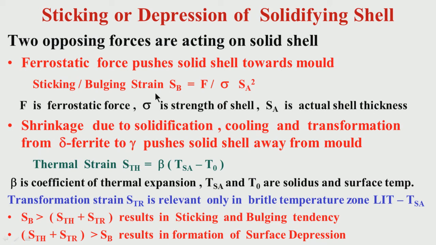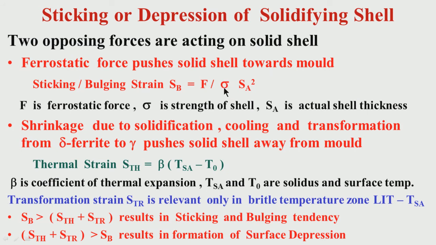So, there is a possibility of bulging within the mold; it is sticking, and beyond the mold, lower as you come down from the mold, there is bulging. The strain of this depends on the ferrostatic force. As you are going down, the ferrostatic force is increasing, but the solid shell is also increasing in thickness. So, what is important is the level of F and the level of sigma, that is the strength of the shell.